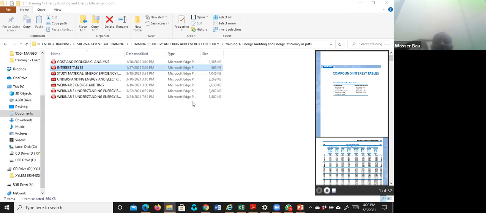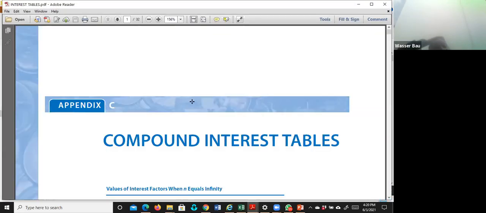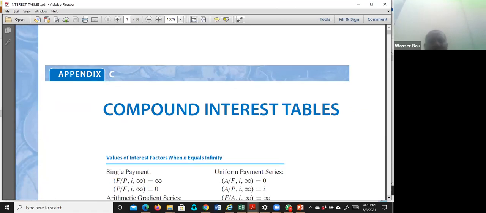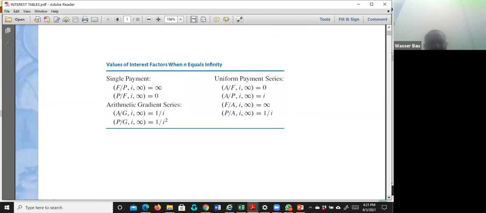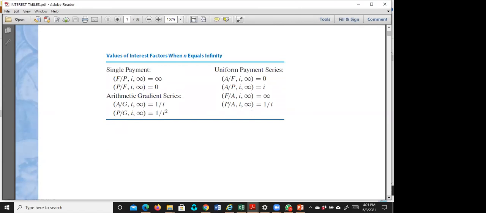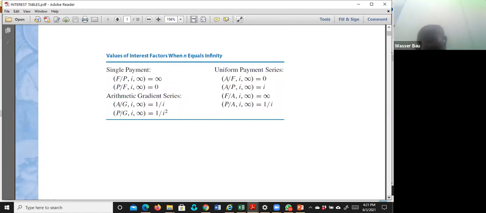So this is what the interest table looks like, before we go for a break. We're going for a 10 minute break. The interest table is like this. Are we all together? Let me explain the interest table before we go for break.